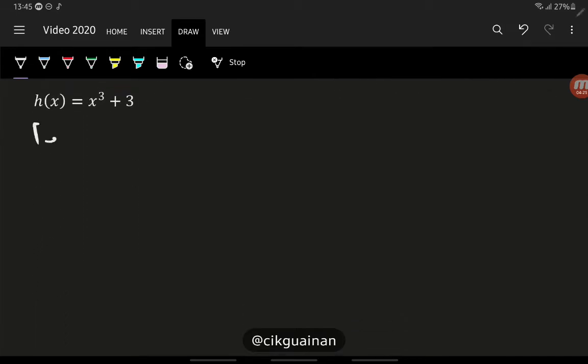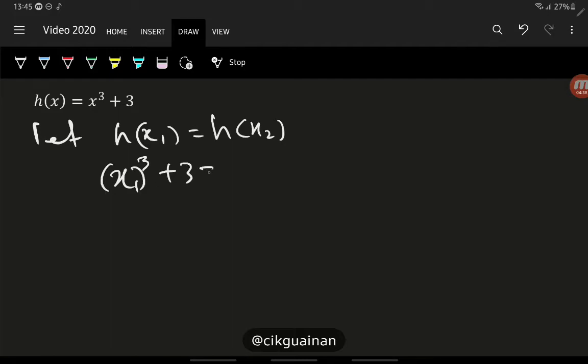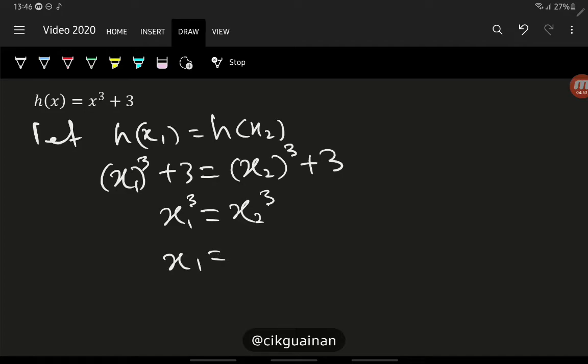So let h(x1) equals h(x2). We substitute x1 cubed plus 3, like this, and then x2 cubed plus 3. We can lose the 3. We have x1 cubed equals x2 cubed. Now we take the third root of each one, so we get x1 equals x2.